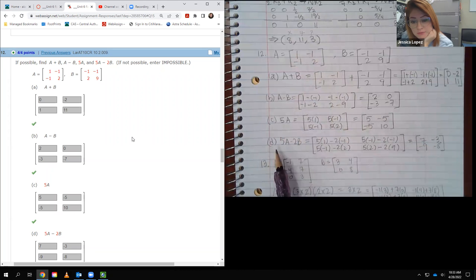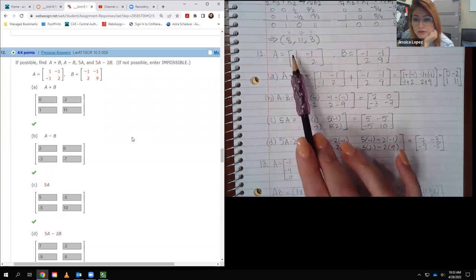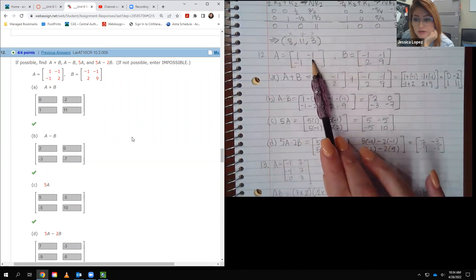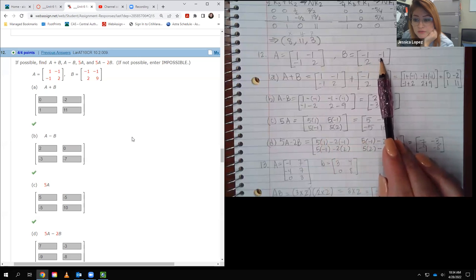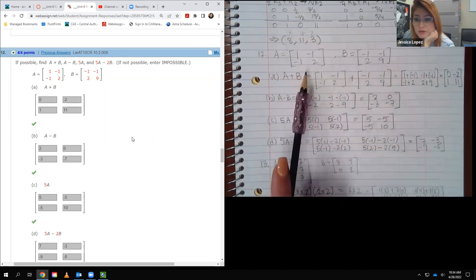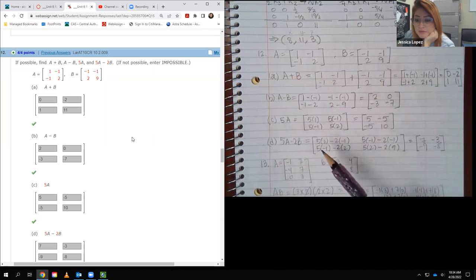Then for part D, I'm doing 5A minus 2B. So it's 5 times the first entry in A minus 2 times the first entry in B. So 5 times this entry minus 2 times this entry. 5 times negative 1 minus 2 times negative 1. 5 times negative 1 minus 2 times 2. 5 times 2 minus 2 times 9. And after doing all of these individual computations, I ended up with 7, negative 3, negative 9, negative 8.